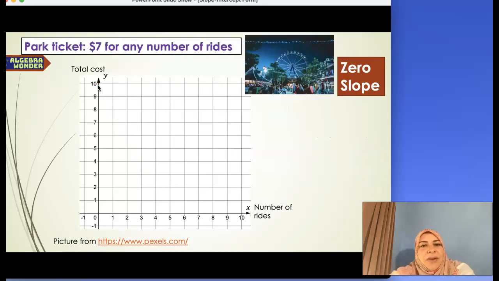Now let's see another example of zero slope. This park has a special day where they have a deal. It's $7 for any number of rides. That's it. So if you go to this park, you pay $7 for any number of rides. It doesn't matter. If you have 1 ride, you pay $7, 2 rides $7, 3 rides $7, and so on. As you can see here, I'm not rising anything. Rise is 0, so there is no steepness at all. The slope is 0.